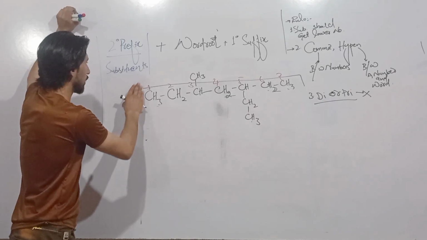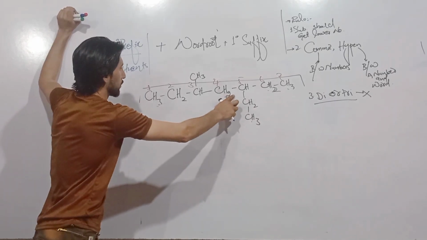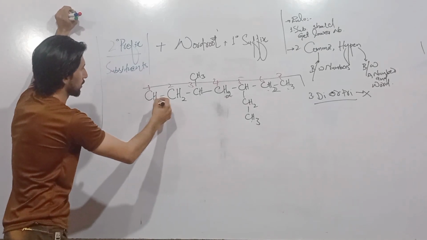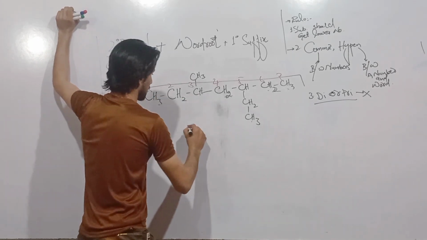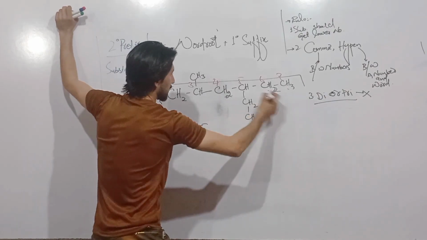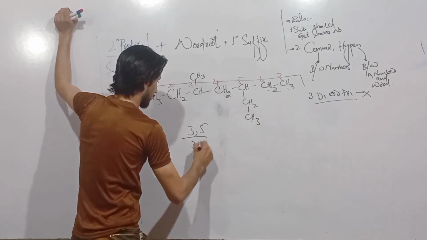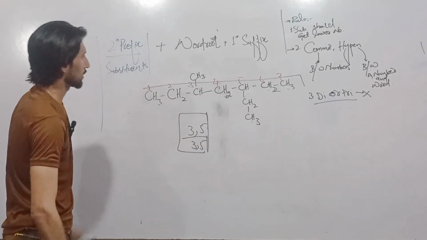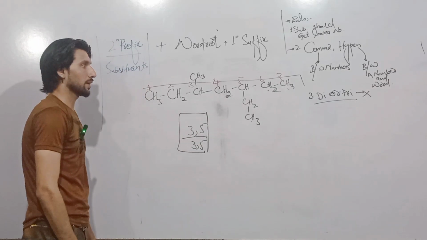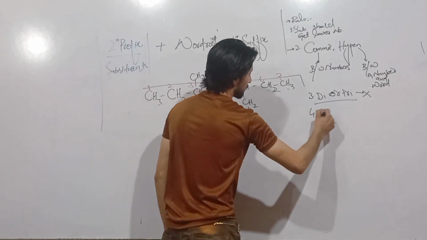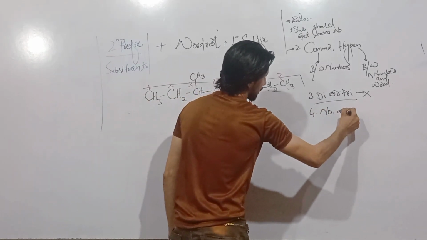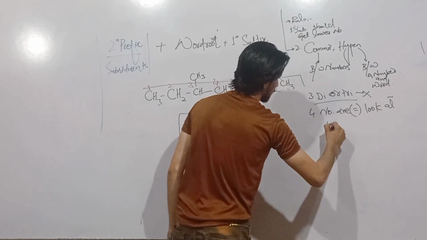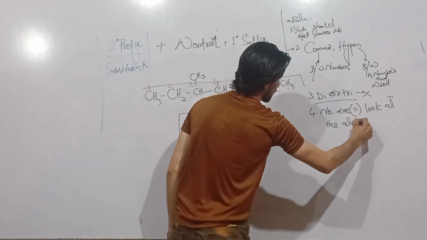Now, if I were to count the number of carbon atoms from both directions, I have the substituent attached at the same number. From this side, I'm getting the numbers 3 and 5, and from that side, I'm getting again the numbers 3 and 5. So I have got a tie in both cases. So the numbers are now equal. What should I look for? When the numbers are equal, then look at the alphabetical order.